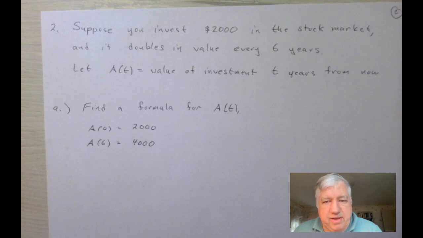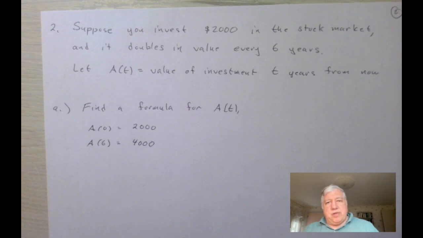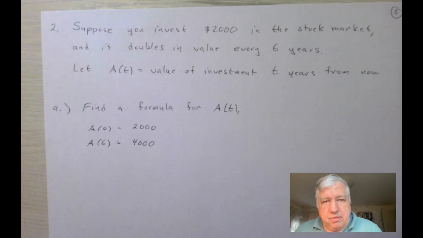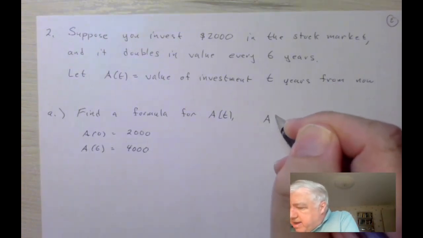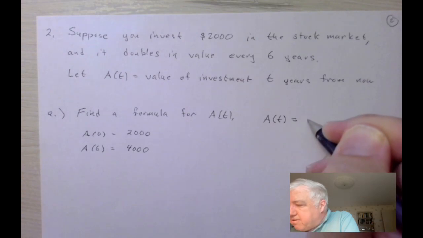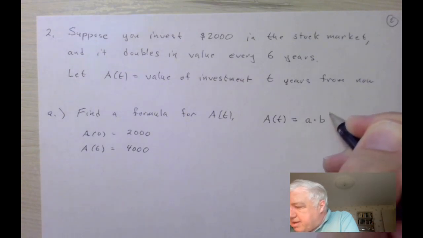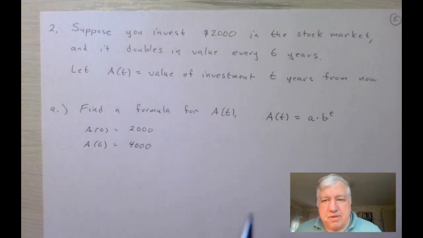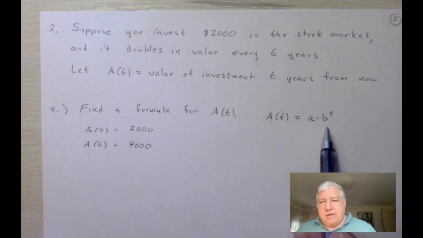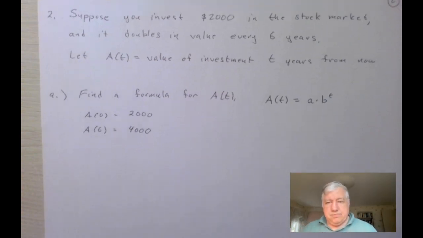We do know that investments grow exponentially, not linearly. So based on that, we know that A of t is going to be in the form of little a times b to the t. Remember, every exponential function is going to be in this form. Sometimes instead of a t, we might have an x or some other variable. But basically, it's a constant times another constant raised to a variable.